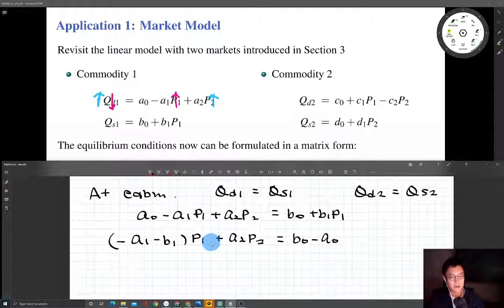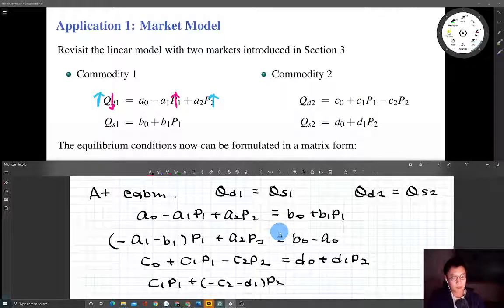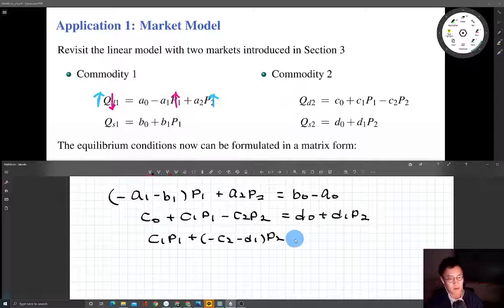Okay, and similarly, if I rewrite this condition in terms of P1 and P2, equal to D0 plus D1 P2, I have C1 P1 plus negative (C2 plus D1) P2, factoring out P2, then D0 minus C0 on the right.